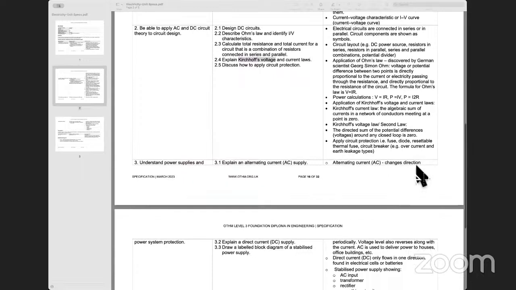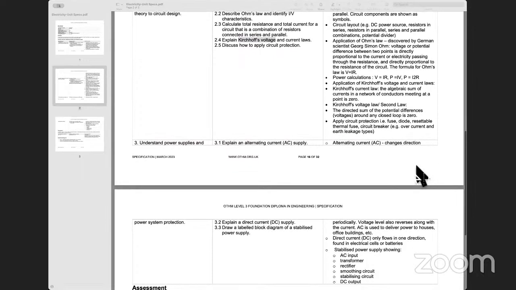The third one would be focused on understanding the basic bits of, I would put it this way, power supplies. And when I say power supplies, I mean power supplies and power protection systems.